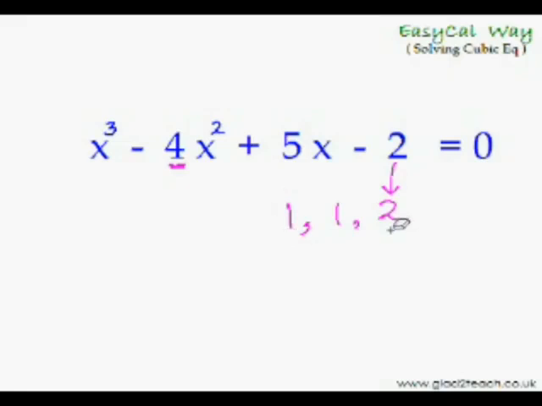Question solved. If you want, I can tell you a very cool trick to quickly double check your answer. This way you'll never make a mistake. All you have to do is multiply: 1 times 1 is 1, 1 times 2 is 2, and 2 times 1 is again 2. So now 1 plus 2 is 3, and 3 plus 2 is 5. So that means these three are definitely the roots of this cubic equation.